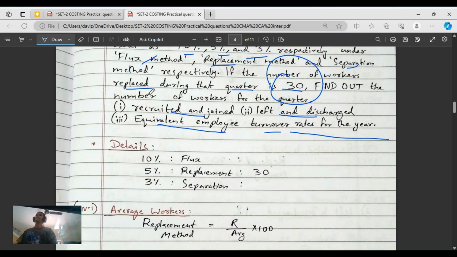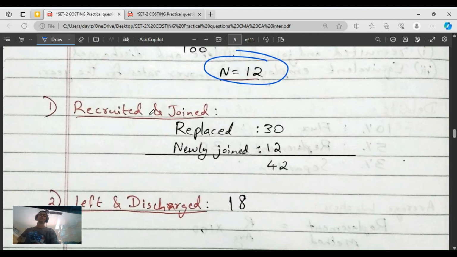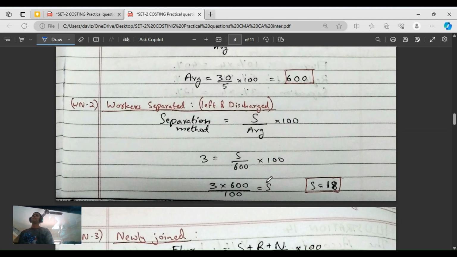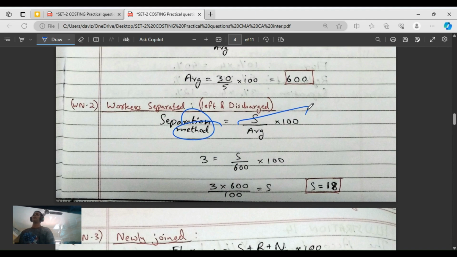Now we have to find in the question recruited and joined. Number of workers recruited and joined. The number of workers, this 30 is replaced, but they were already recruited in the past. The number of workers newly recruited is 12. So total 42. Number of workers left and discharged is already 18. We found here, left and discharged, by separation method, by applying this formula, we got 18.